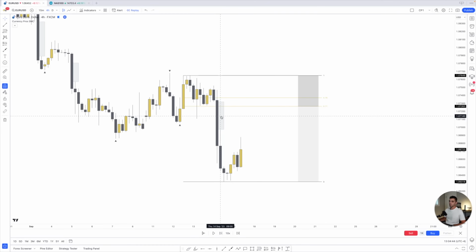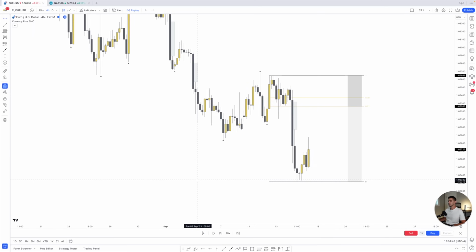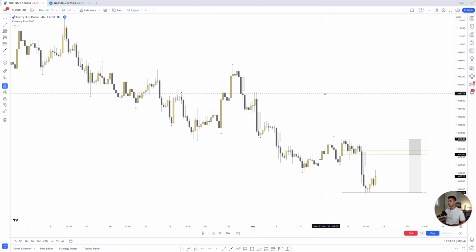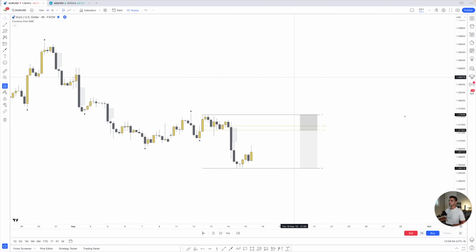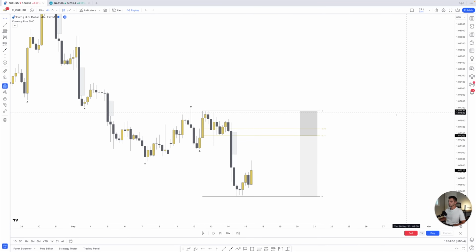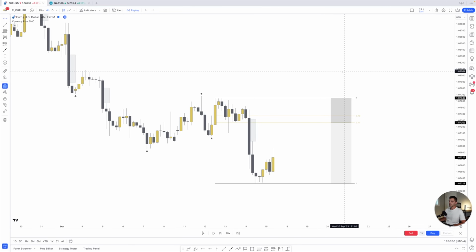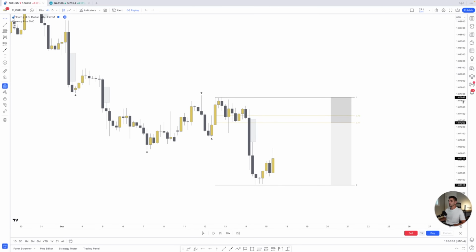Now we combine that with the market structure aspect of things, that we broke to the downside and we're looking for bearish continuation in this overall very large bearish trend that we're currently in on EURUSD. That signals to me that I should be looking for a short position, right? Pretty straightforward.